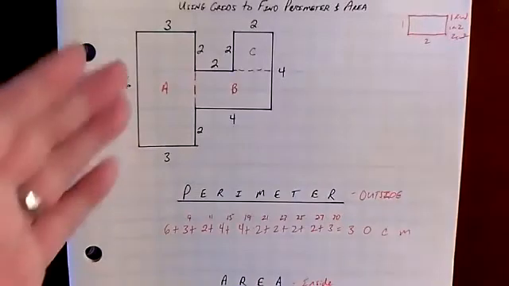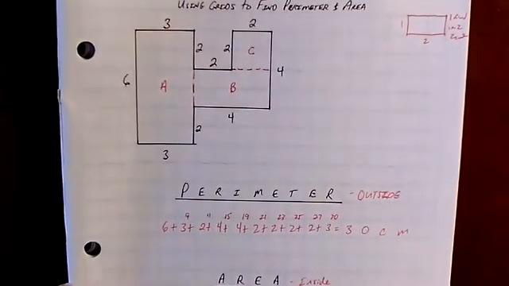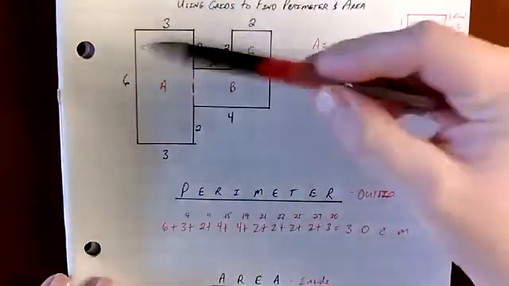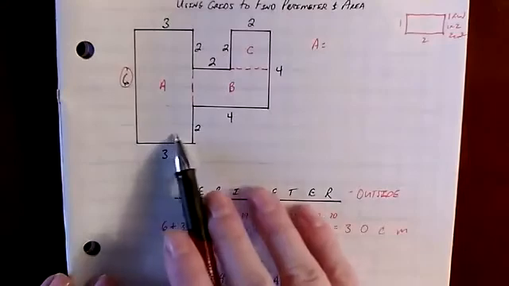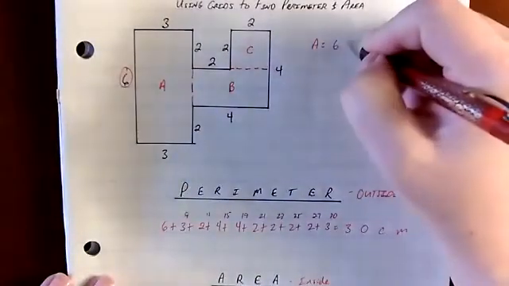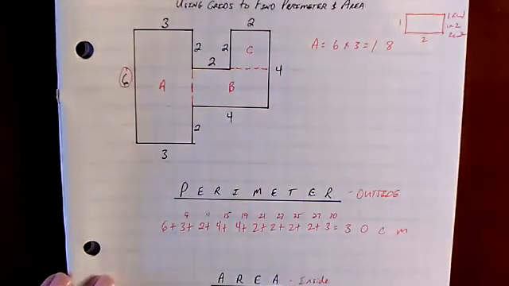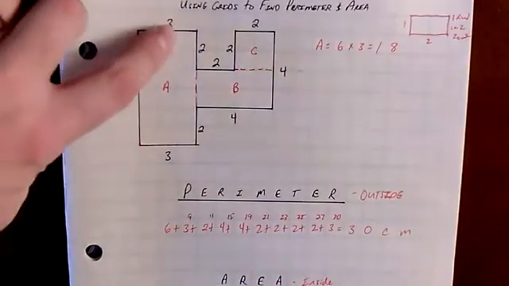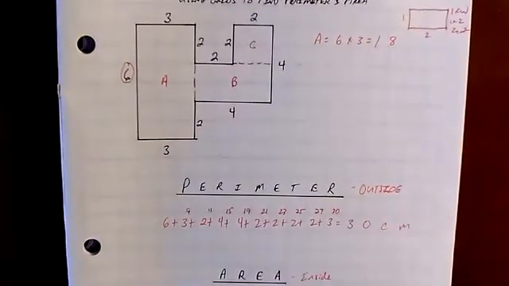So now area has become fairly simple. I have length, I have width. Each one of these is a 1 centimeter cube. So let's take a look at A. The area of A is going to be 1, 2, 3, 4, 5, 6 by 1, 2, 3. So 6 times 3, which is going to give us 18. Now if you want to figure that out, here's 6, 12, 18. Done.